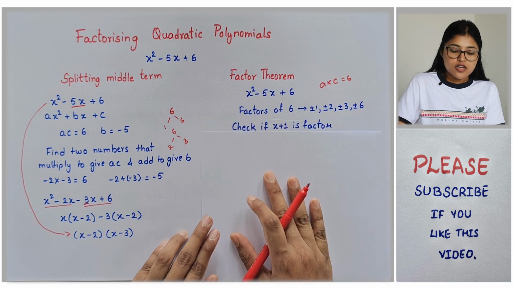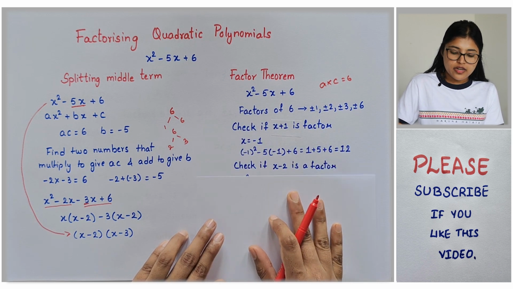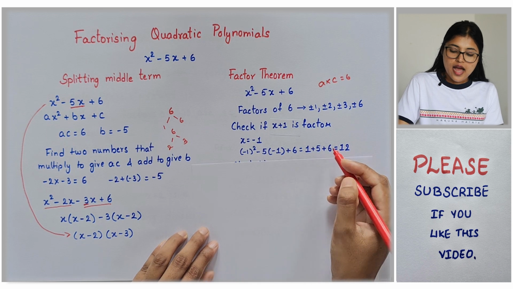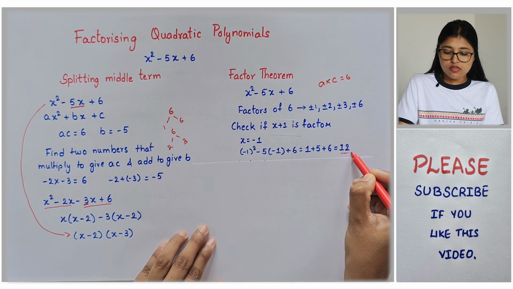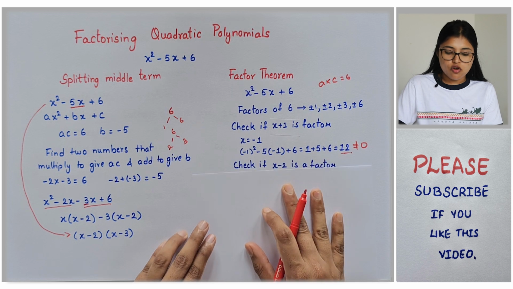Usually it is easy to start by taking a into c, which is 6, and writing down its factors and checking for it. Now check if x plus 1 is a factor. So x equals to minus 1. Upon substituting, I get plus 12. This is not equal to 0. So x plus 1 is not a factor.